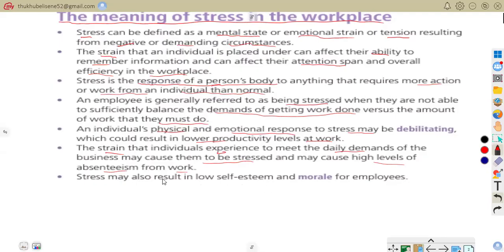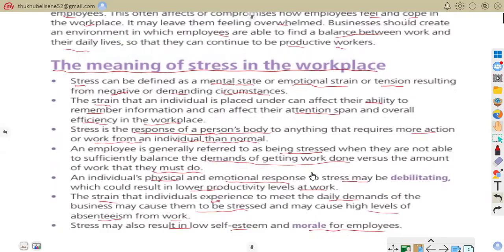Also, it says stress may also result in low self-esteem and morale for employees. So here we're talking about stress lowering self-esteem and morale. It means stress makes employees feel less confident and less motivated. For example, an employee feels useless after failing to meet deadlines. So you see, that is going to lower the morale of employees. Hope we are together, good people.